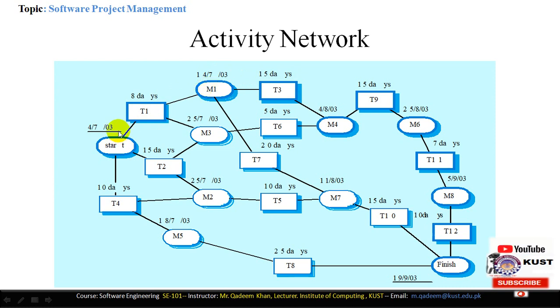So here you can see that 4 plus 8 is equal to 12, and there may be two holidays as well. That's why 14/7/2003 will be M1. M1 will be completed on 14/7/2003 because of two holidays and 8 working days. So 4 plus 8 is 12, plus 2 is 14. So here we will get M1, and task 2 will be started after M1. 15 days will be labeled on the task 3.